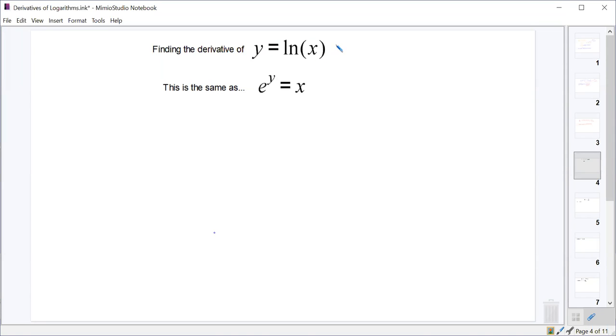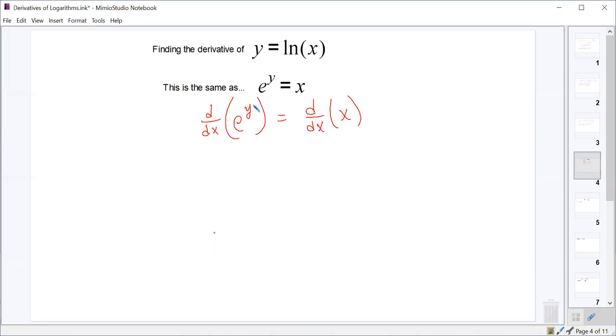We're going to take y equals natural log of x, and we're going to rewrite it as e to the y equals x. And then from there, we are going to find dy/dx. So we're going to take the derivative of both sides of this, and we're going to do it implicitly. So we're going to take the derivative with respect to x of e to the y, and we're going to take the derivative with respect to x of just x. Everybody good with that? Okay.